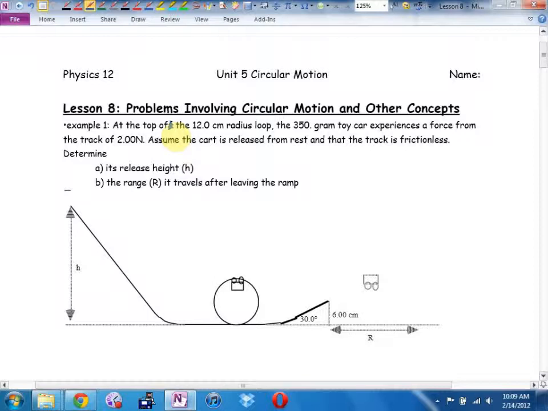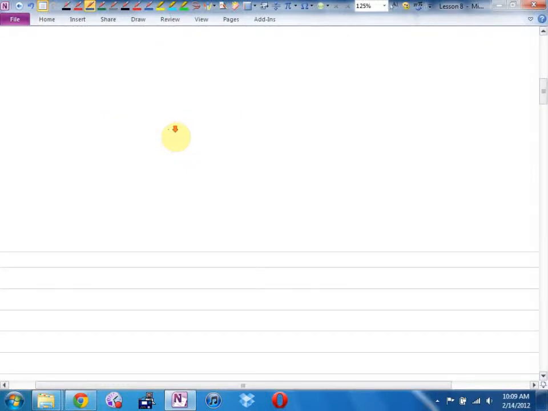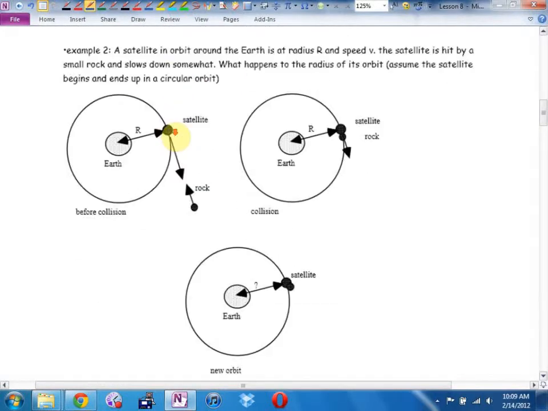We're actually going to come back to this question in a second. So let's go to example two. Orbits.